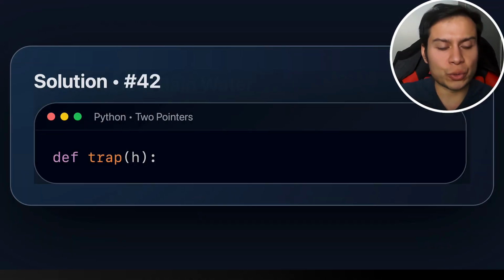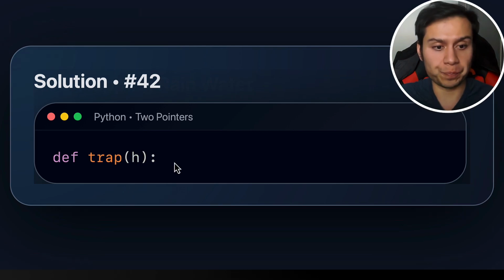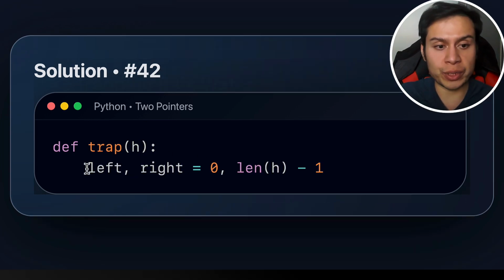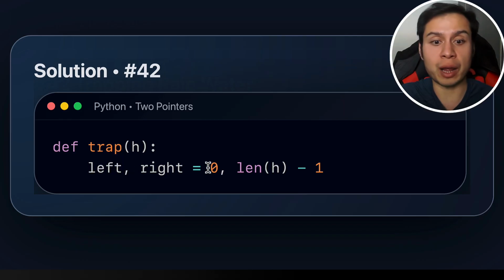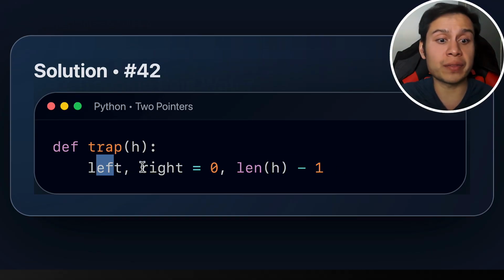Now let's take a look at the solution of this problem. Let's start from the definition trap, and we're given the heights array. So the first thing that we're going to do is initialize our left and right pointers. Our left pointer is first going to point to the 0th index on the left side, and then the right pointer is going to point to the last index, which is the length of the entire array minus 1. So these are the left and right pointers.